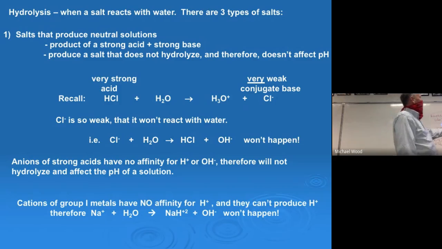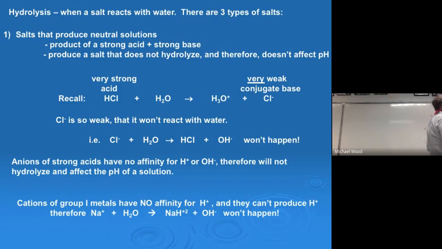So here, HCl, its conjugate base is chloride. When we look at a salt, we're going to have to look at the cation and the anion. The cations would be the conjugate acids, and the anions would be the conjugate bases. I'm going to write this all out. But chloride, because it's a conjugate base of a strong acid, is such a weak base that it cannot hydrolyze water. This reaction won't happen.